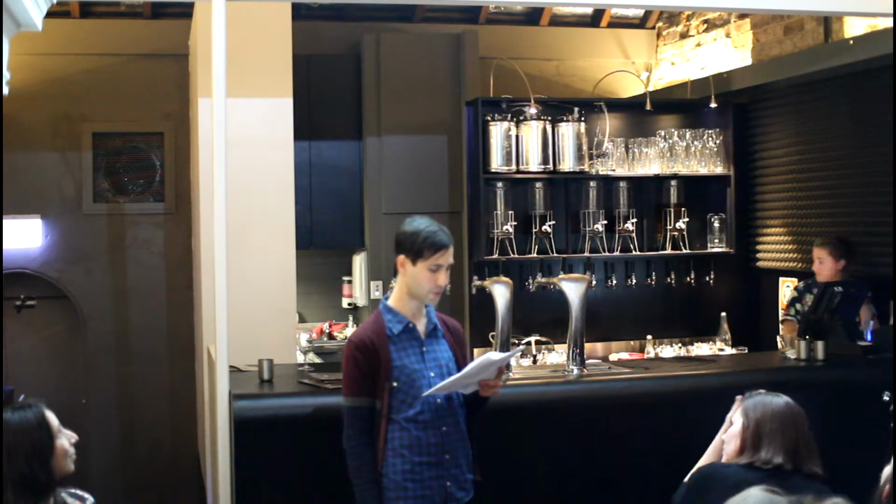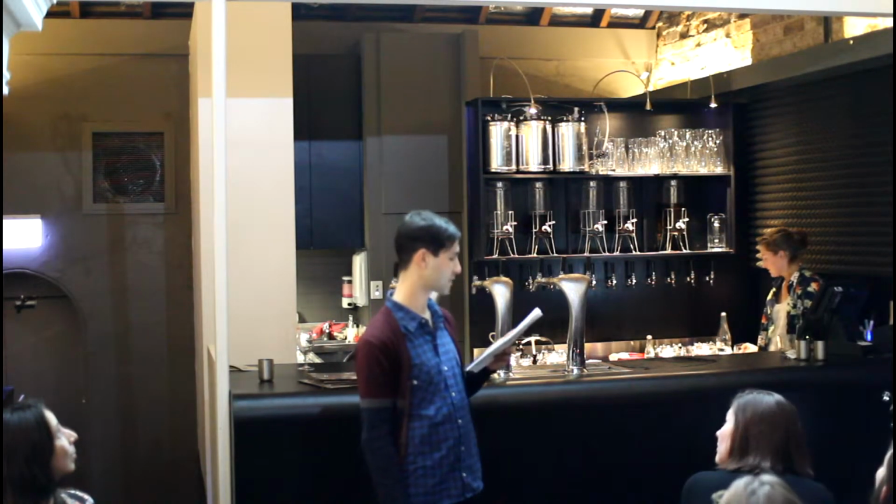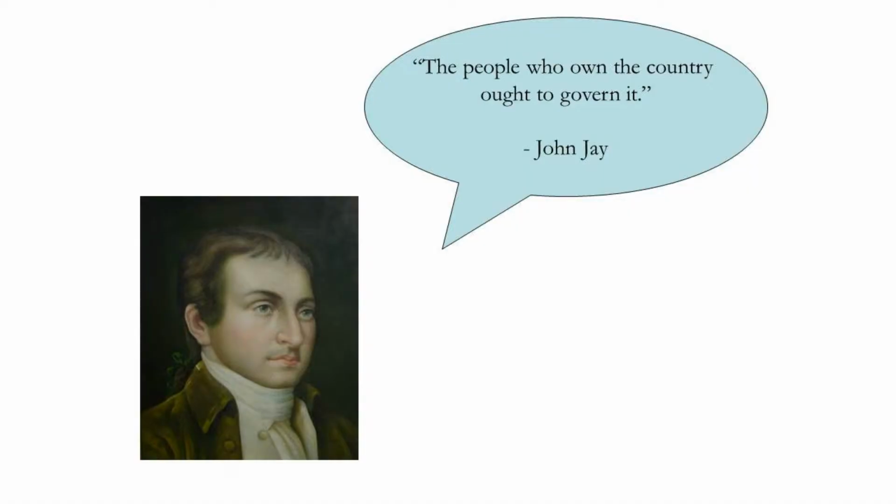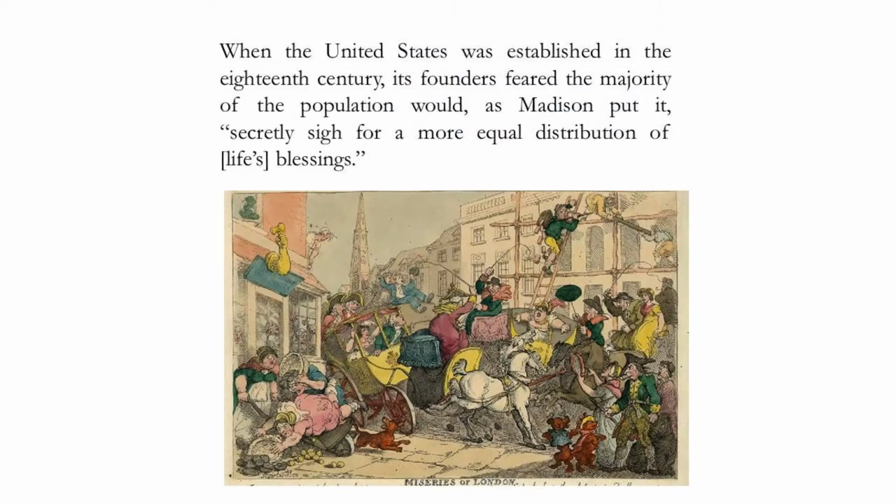Another example is John Jay, who some of you might know. He's one of the founding fathers of the United States and the first Chief Justice. And he insisted many times that the people who own the country ought to govern it. And he wasn't joking either.